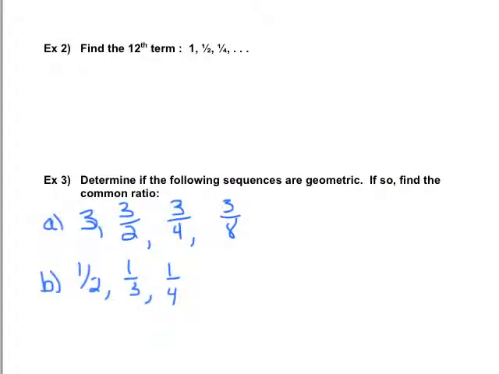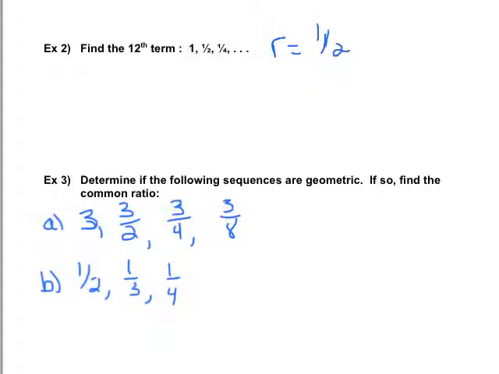So if I wanted to find the 12th term of this sequence, 1, 1/2, 1/4, well, I have to find the common ratio first. If I start with 1/2 and divide it by 1, I get 1/2. Or think of it this way: 1 times 1/2 is 1/2, and 1/2 times another half is 1/4. So my common ratio is 1/2.